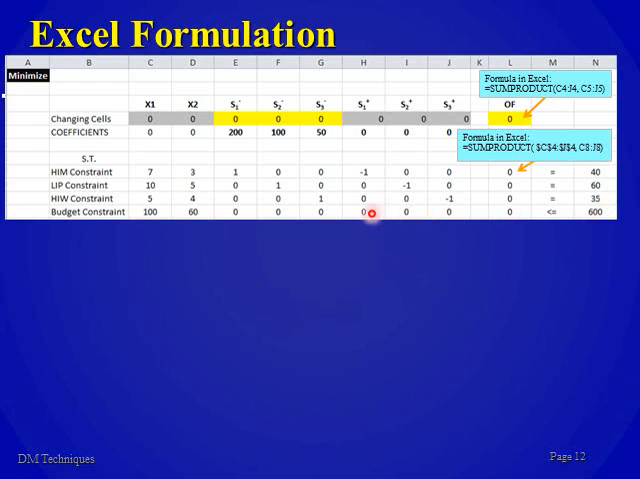There are no values for deviational variables in this budget constraint because it was set up as a hard constraint. So what this is saying is 100 x1 plus 60 x2 is less than or equal to that $600,000 budget constraint.